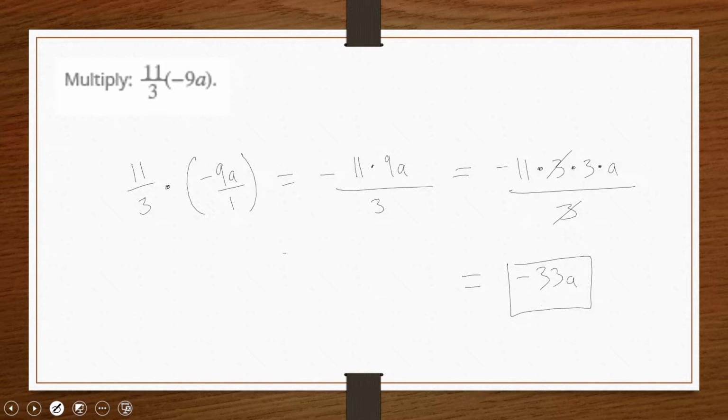So if you do encounter some of these whole number values, just remember that you can always put that whole number over 1 and reinterpret this again as just multiplication of fractions.